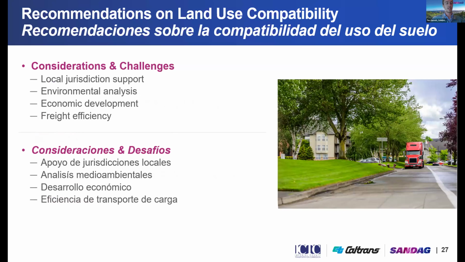Of course, the consideration and challenge is that this is another one of those local jurisdiction matters. It's land use authority, and so it's not something that SANDAG or a regional agency would be able to take on unilaterally. It would have to be supported and really championed by local jurisdictions. And that's something to consider, as well as the efficiency of freight, for example. And there's a lot of competing interests in terms of what's the best use of certain land. And so those are all things to take into consideration.